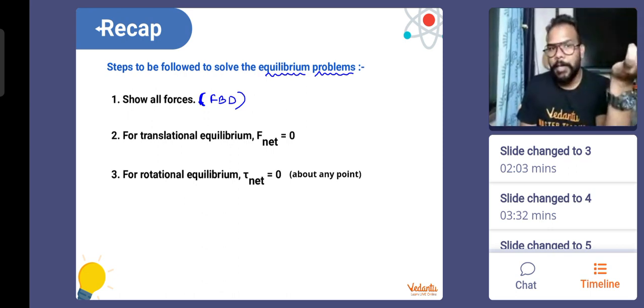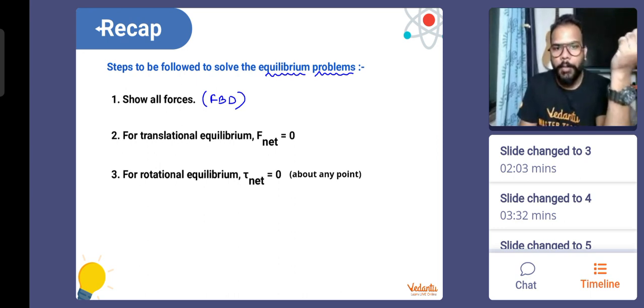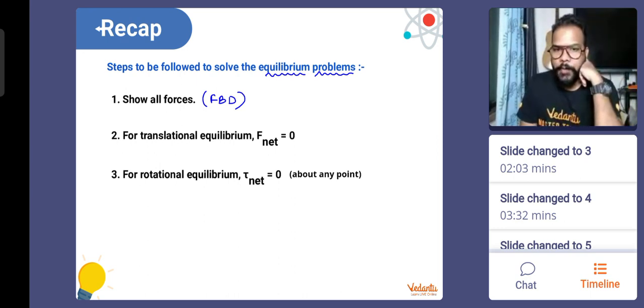But as we saw in the previous class, there are situations when I also need to set the torque acting on the body equal to 0, and that is what we call rotational equilibrium. More importantly, I told you that you can balance the torque acting on the body about any point. About any point means you can choose any point as the axis of rotation.